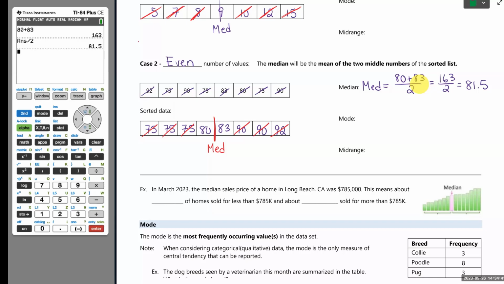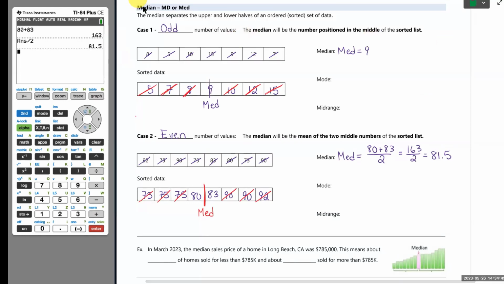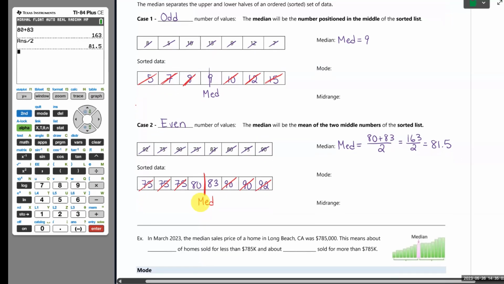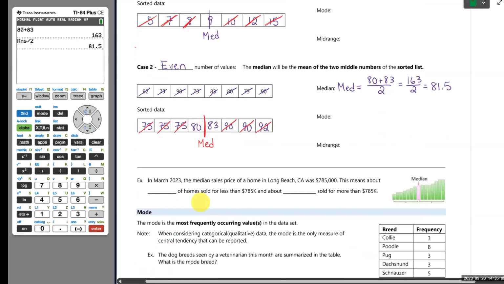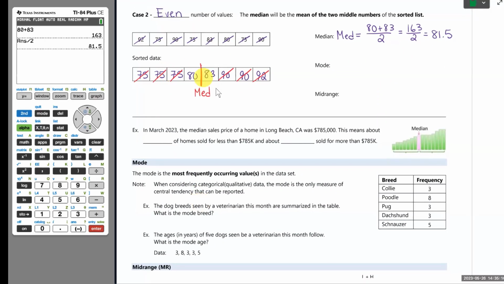All right, so those are your two cases. We'll practice it again in a bit, but median is the number in the middle of a list. Odd number of values, it will be a number in the middle. Even number of values, you have to average the two numbers that are in the middle. Let's do one real world example of interpreting median. The median splits a data set in half, with half of the values below it and half above it. So here's our example.